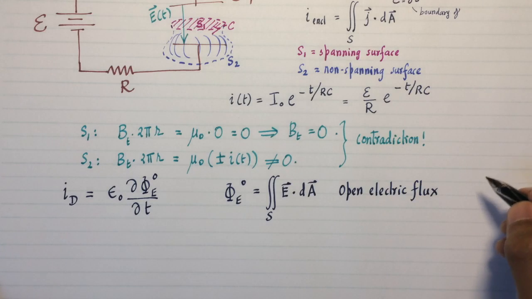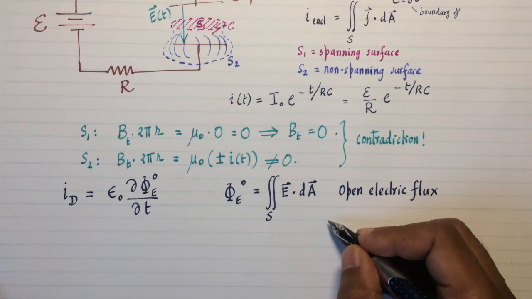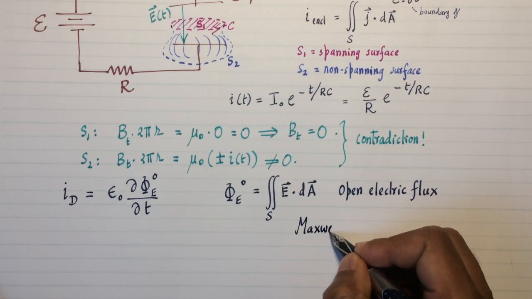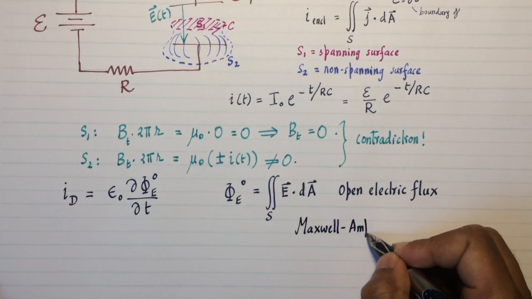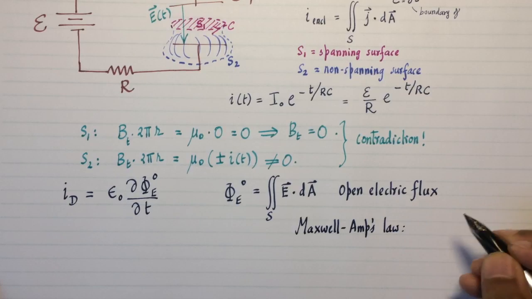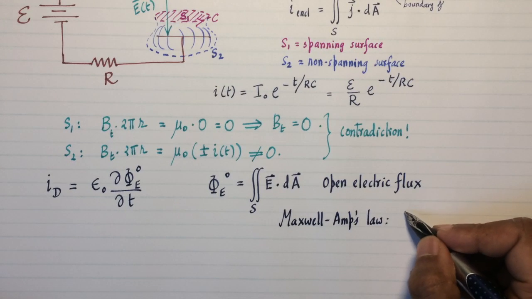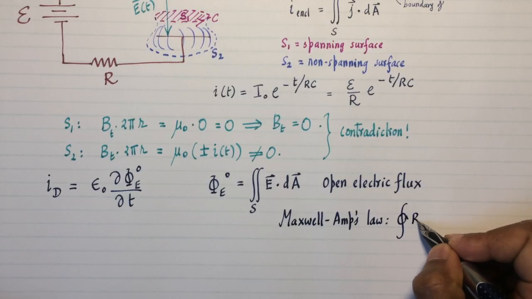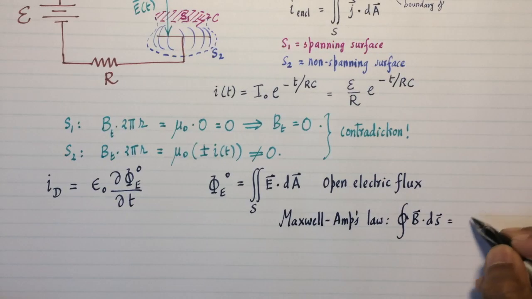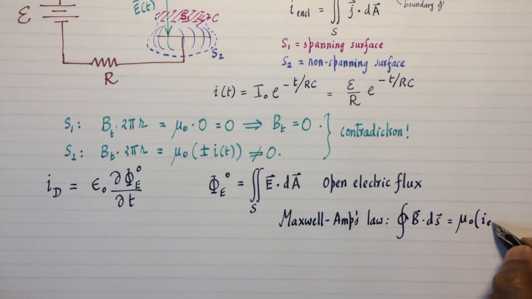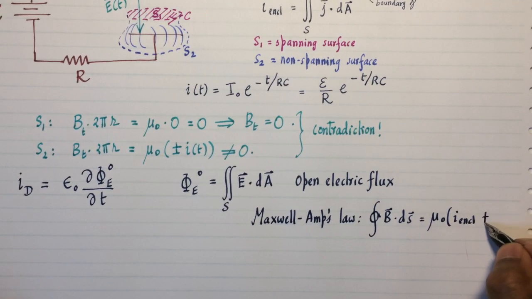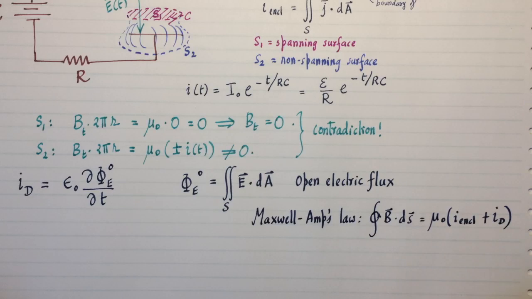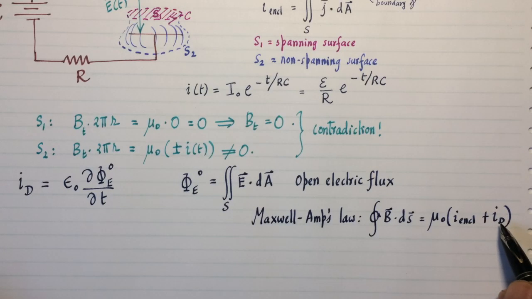So now the modified Ampere's law, let me write the new Maxwell-Ampere law as it's called. The new Maxwell-Ampere law is the circulation of B, which is the integral of B dot ds, is going to be mu naught times I enclosed plus I displacement. With this understanding that sometimes the enclosed current is 0, the displacement current then kicks in. And if the displacement current is 0, then the enclosed current kicks in.